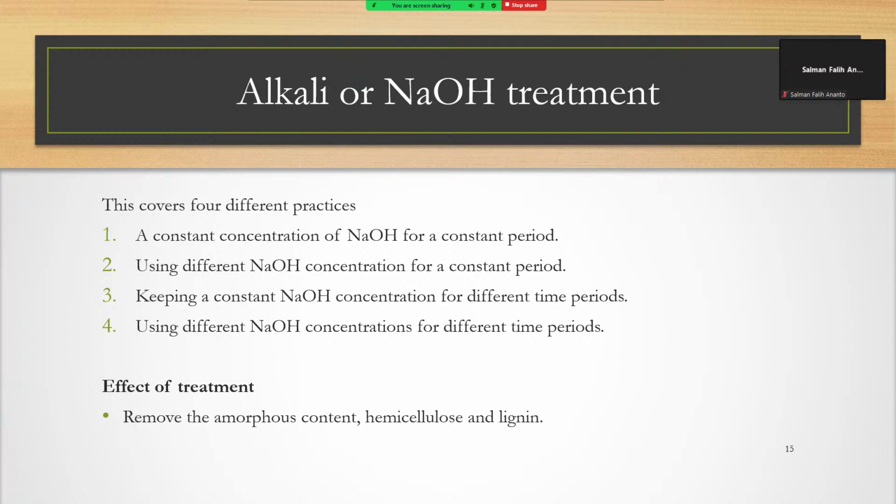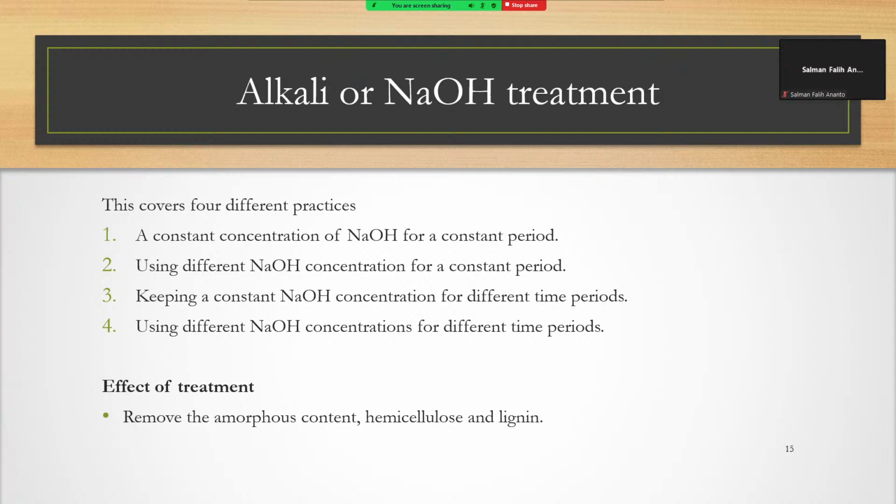After any chemical treatment practice, the natural fibers are washed with water and dried in sunlight or in an oven. This is the most common practice, that is, washing with water and drying in sunlight or in an oven after chemical treatment.